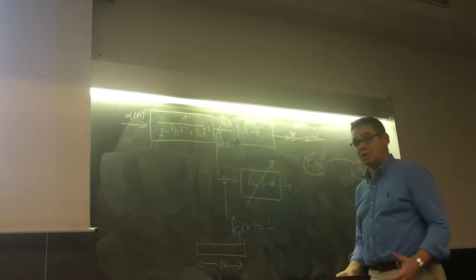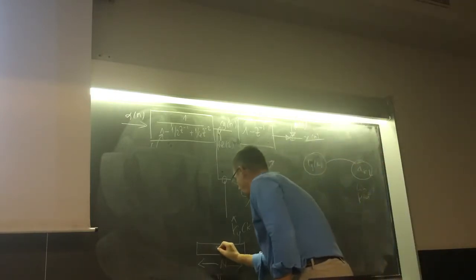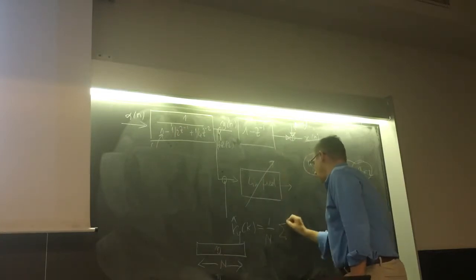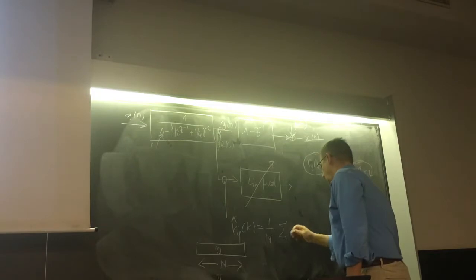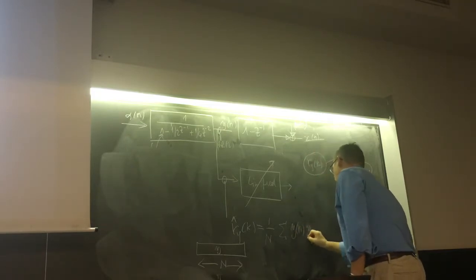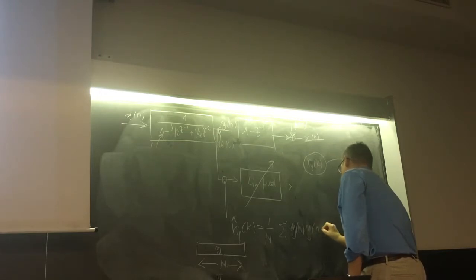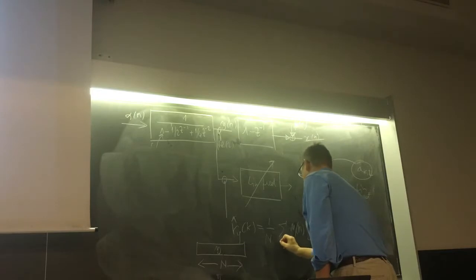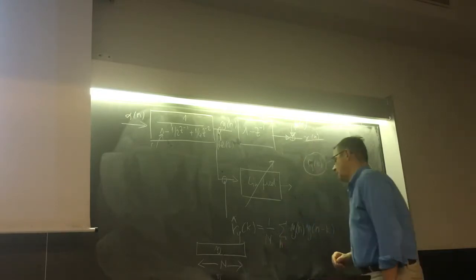And then, using this block of n samples from Y, what MATLAB does is the following. Calculate Y[n] Y[n minus k], and then sum over n, all the n that I have.